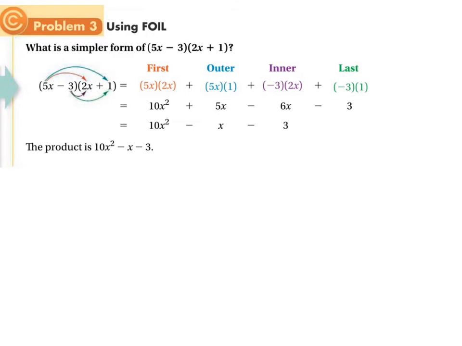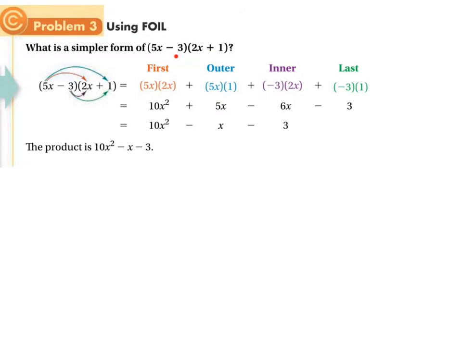Okay, here we go. We're using FOIL now. What is the simpler form of 5x minus 3 times 2x plus 1? We're going to take the first term right here of each one, 5x, and this first term, 2x. And we're going to multiply them together, and they become 10x squared. That's the first terms. The outer terms, meaning the outside terms, okay? This 5x and this positive 1. Multiply 5x times 1, you get 5x.